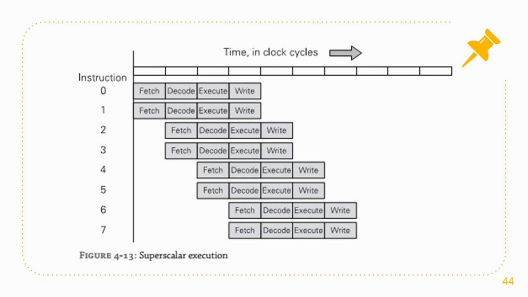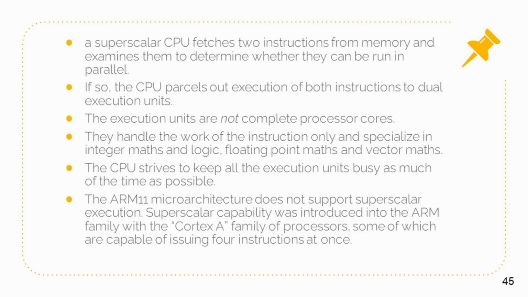While the ARM11 microarchitecture does not support superscalar execution, subsequent generations of ARM processors, such as the Cortex-A series, introduced superscalar capabilities. The Cortex-A family of processors features superscalar architectures capable of issuing multiple instructions per cycle, with some models supporting the simultaneous execution of 4 or more instructions. This advancement in CPU design enhances the performance and efficiency of ARM-based systems, making them well-suited for a wide range of computing tasks, from mobile devices to high-performance computing applications.